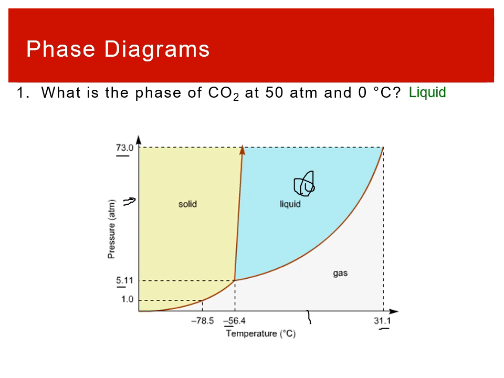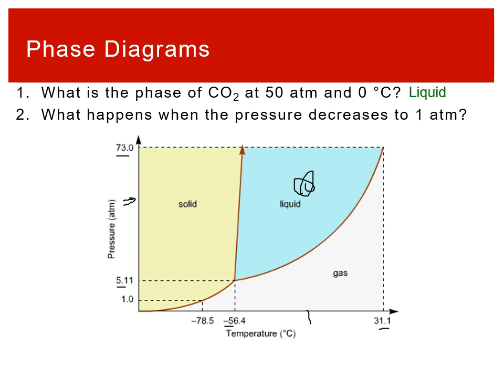Conversely, if I want liquid CO2, what temperature and pressure do I need to use? What happens when the pressure decreases to 1 atmosphere? I can start to make predictions. I know what the phase is under these conditions, so what happens if I change those conditions? If I take this pressure, which was at 50 atmospheres, and drop it down to 1 atmosphere, which is marked right there, I can see that now I'm going to be a gas.